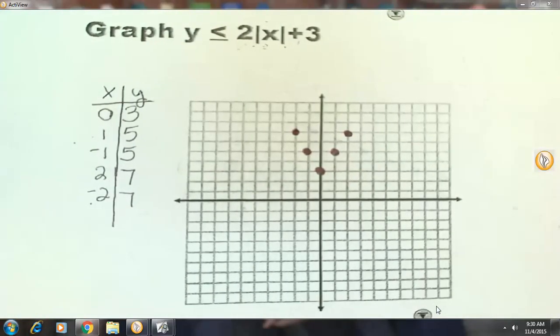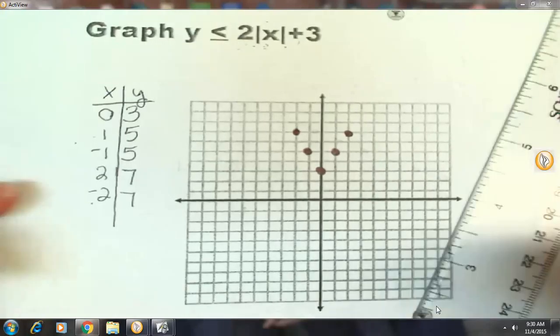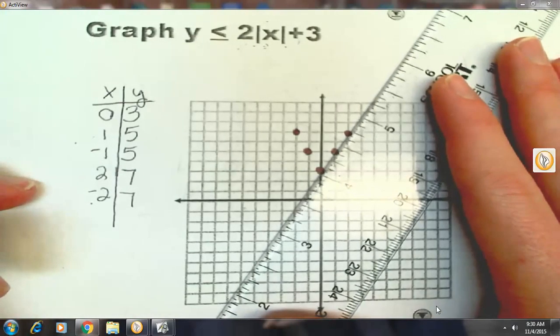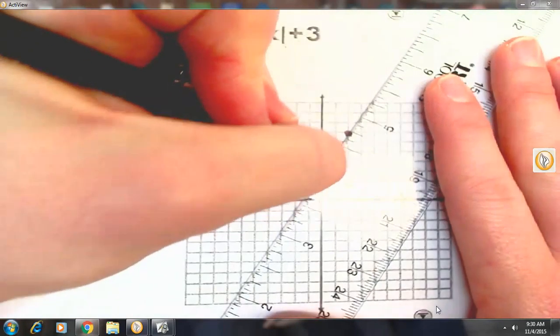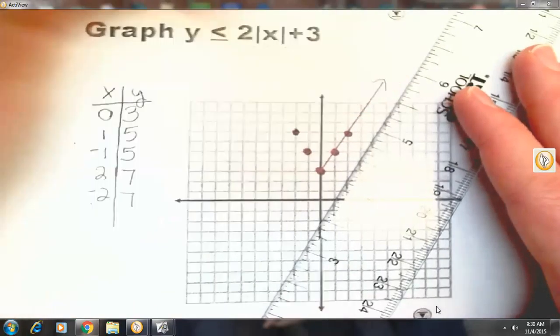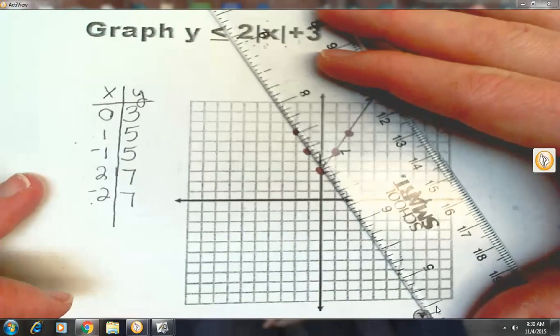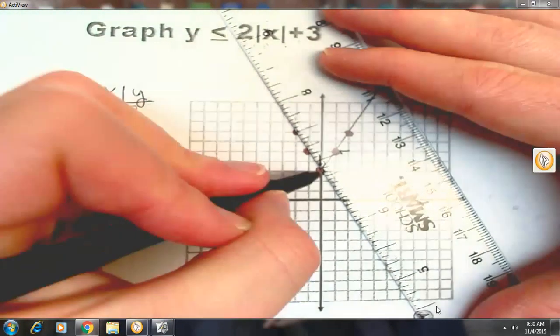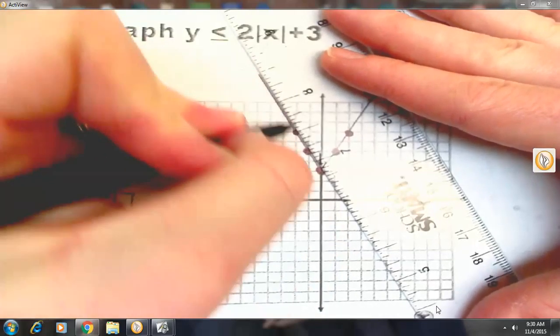Should we use a dashed or a solid line for this graph? Solid. And how do we know that it's solid? What it tells us? Right, it's equal to. If it had just been less than, we would use a dashed line. Or if it had been a function or an equation, we would of course use a solid line.